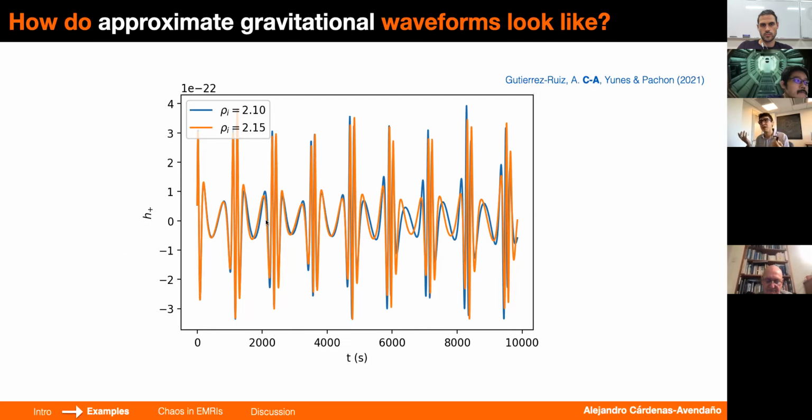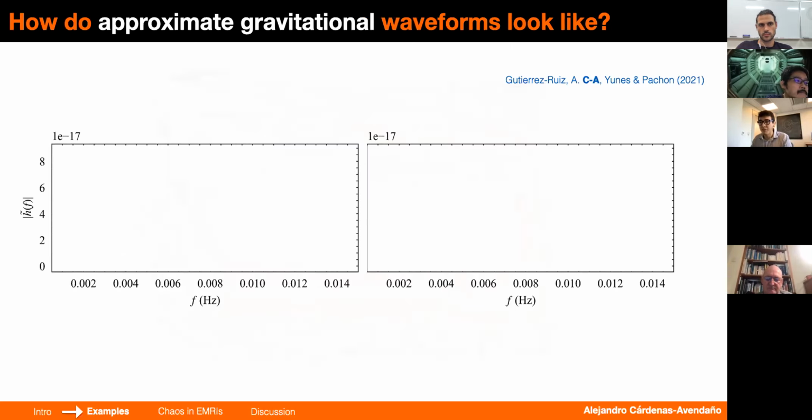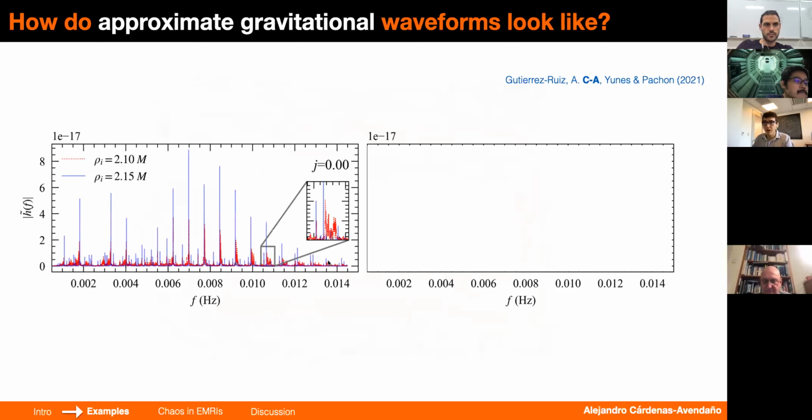And as you can see from the time frequency, you cannot see much. But as soon as you see this in the frequency domain, you see that the chaotic one shows this forest of frequencies. Here it's an EMRI, so it could be eccentric, inclined, it's very crazy. That's why you see a lot of structure in this Fourier space.